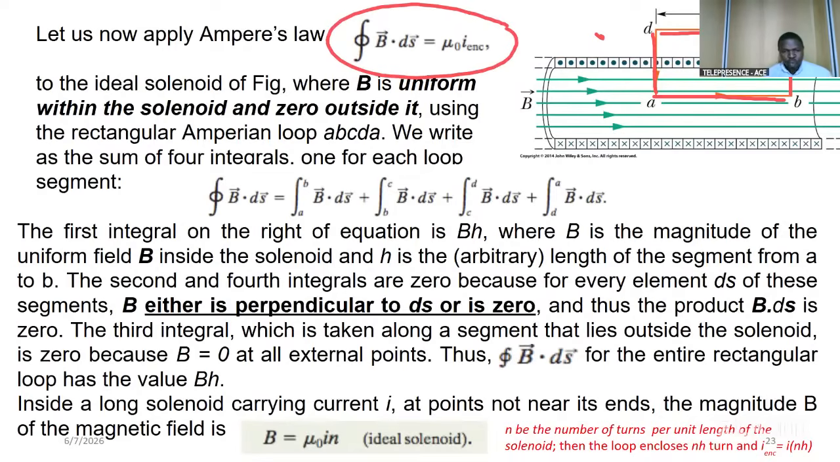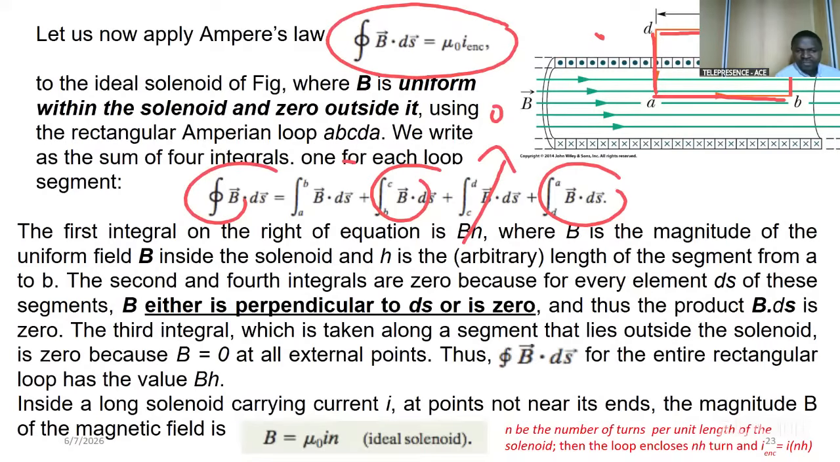Here, one thing to understand is that I said the magnetic field outside the solenoid is equal to 0. So which one is outside here? CD. That is, CD is equal to 0 because the magnetic field outside is 0. And if you look at the second one, this one is also going to be 0 because the magnetic field is either perpendicular to ds or is 0. Since these two are not parallel to ds but perpendicular, definitely they are going to be equal to 0.